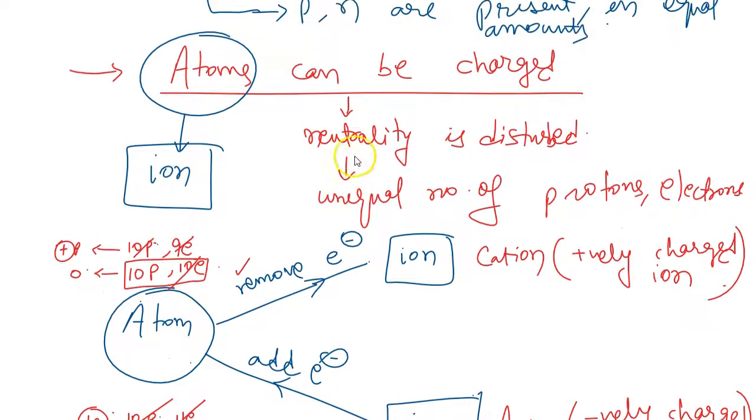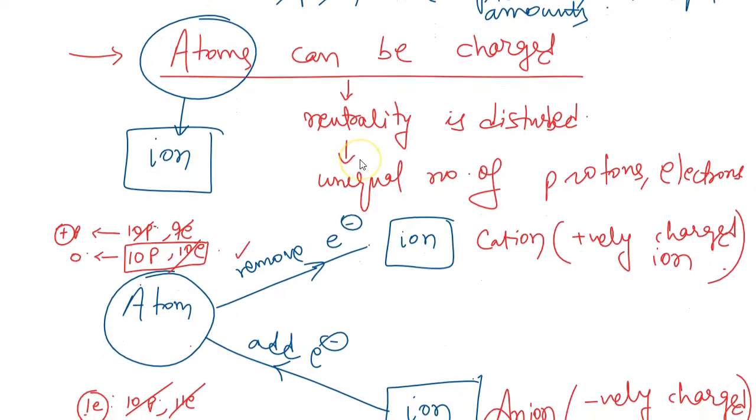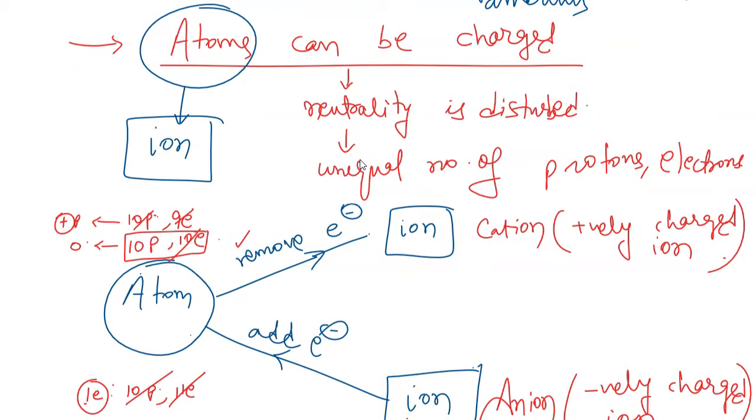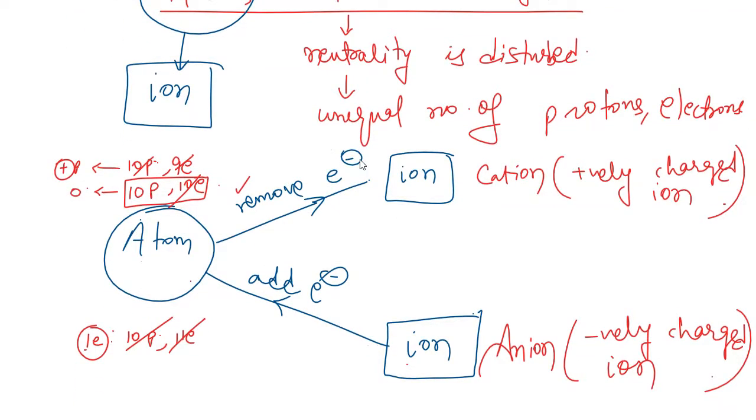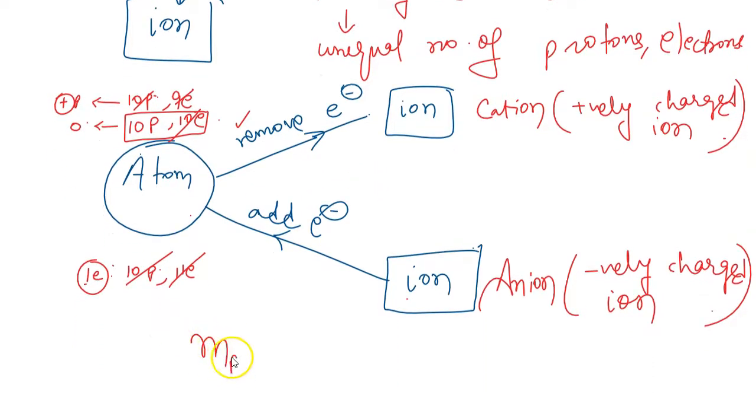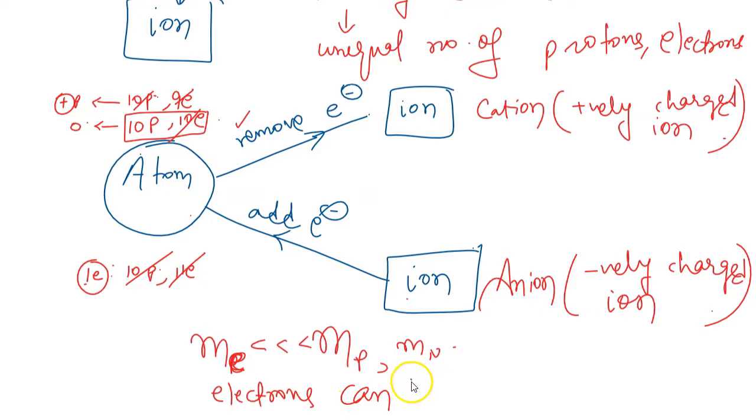So this is clear that atoms can be charged, or they can even be neutral, and how an atom can be charged depends upon the electrons being added and removed. Remember, here we are only dealing in terms of electrons removed or electrons added. Why? Because the mass of an electron is very, very less as compared to the mass of a proton or a neutron. That's why electrons can easily be transferred.